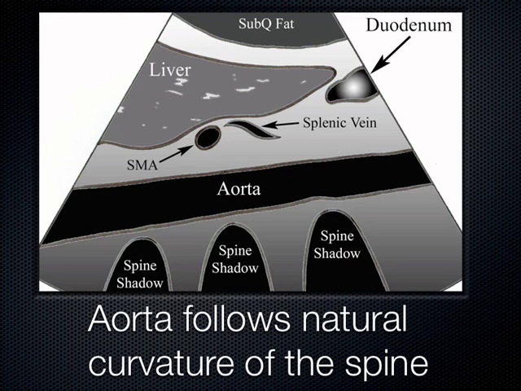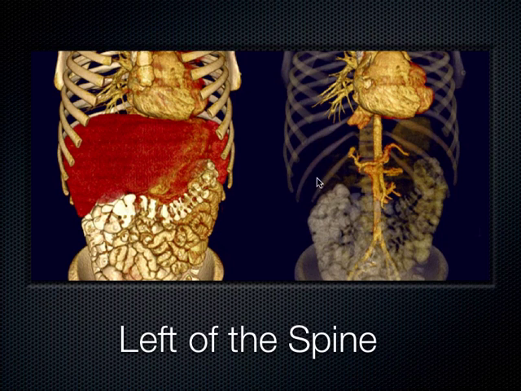Recall from anatomy that the aorta follows the natural curvature of the spine. In other words, as you go from the head towards the feet, the vertebral bodies get larger and larger, and that pushes the aorta more anterior, okay? And it's just left of the spine.